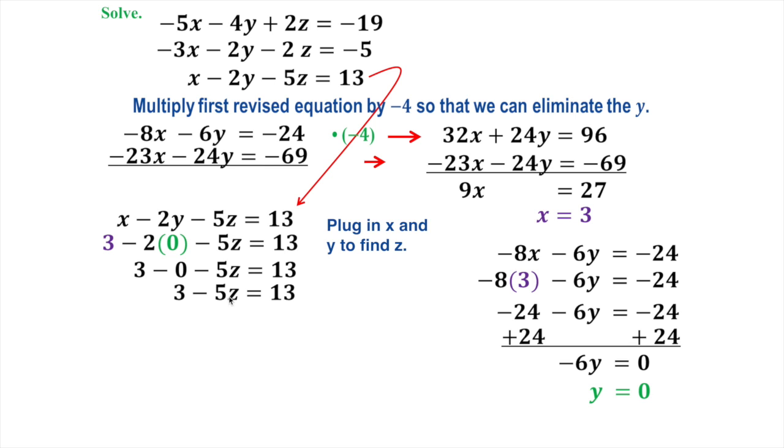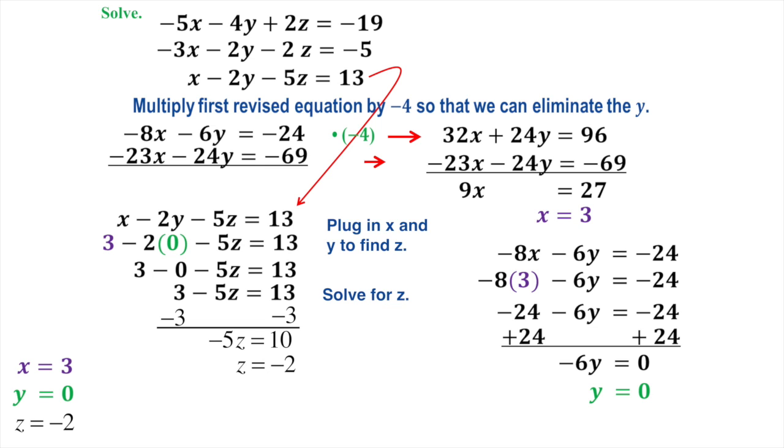And I'm just going to solve this one for z. I move 3 over to the other side. I subtract 3 from both sides. Negative 5z equals 10. I find out that z equals negative 2. So I've got an x value of 3, a y value of 0, and a z value of negative 2.